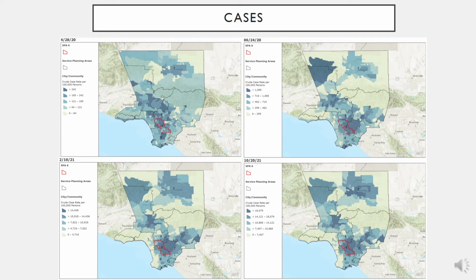We can see over time, even with more messaging resources, a pattern begins to develop in COVID-19, with case rates in high-dense, heavily populated minority areas in SPA 6 and parts of SPA 7, and also growth in SPA 1.